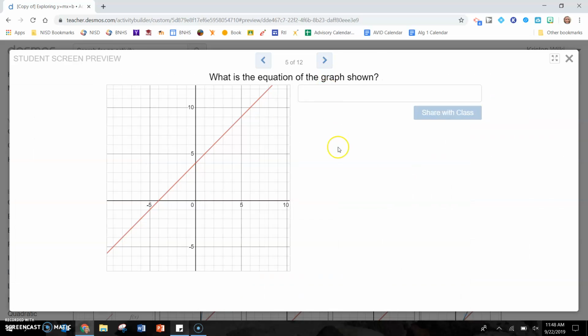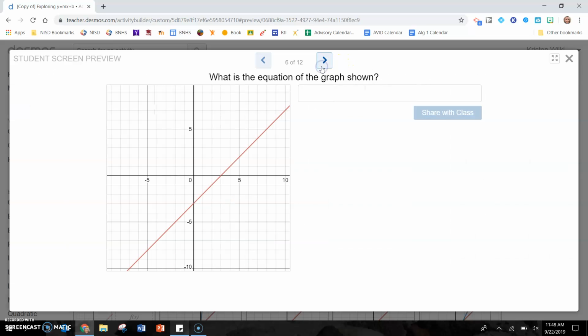All right, so what is the equation of the graph shown here? Okay, and what is the equation of the graph shown here?